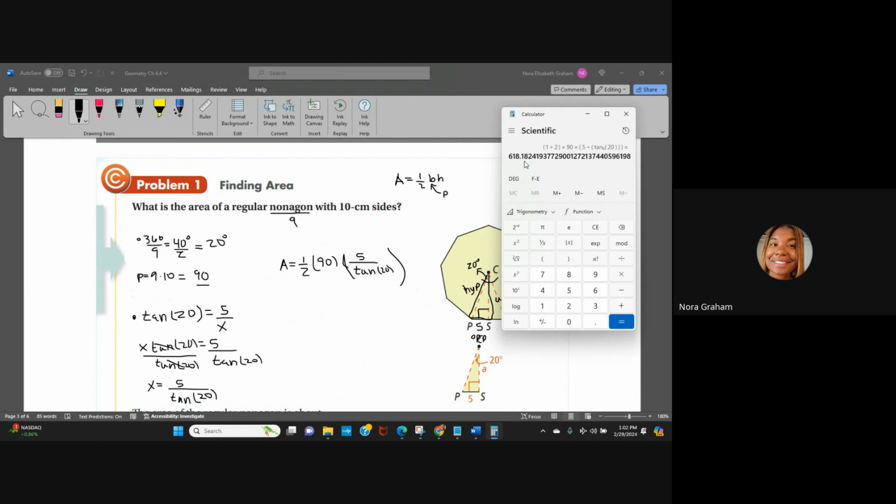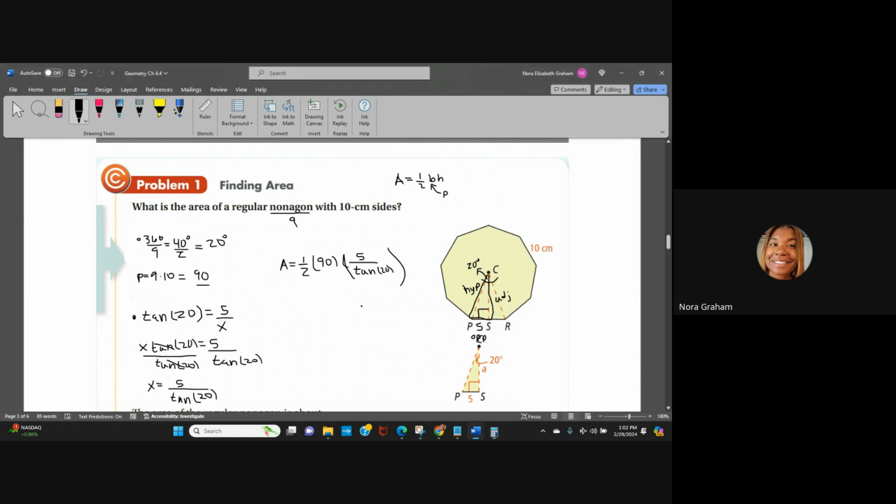And then when I want to round, find your place, look next door, 5 or more, raise the score. Right now, I'm just going to round to the nearest hundred. So 618 is going to be my answer. So I'm going to put A equals 618, and this is cm squared.